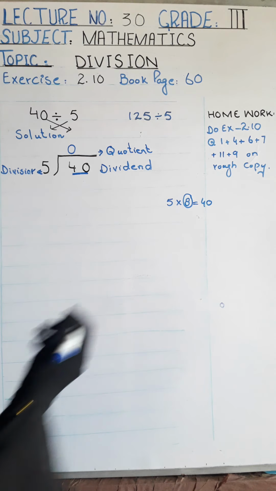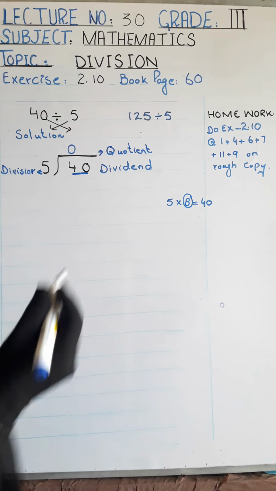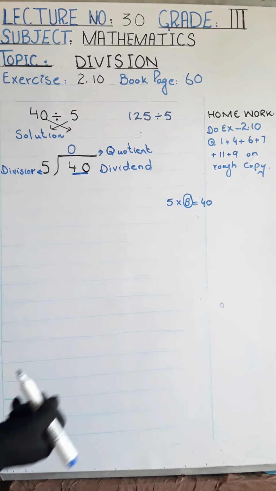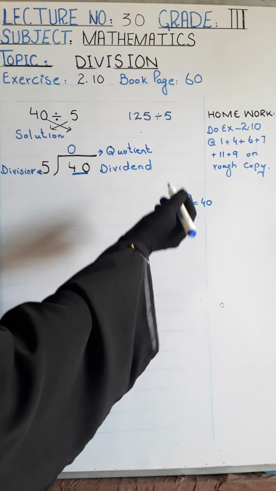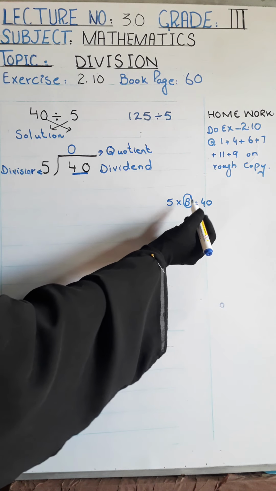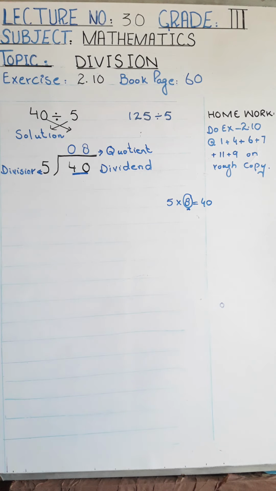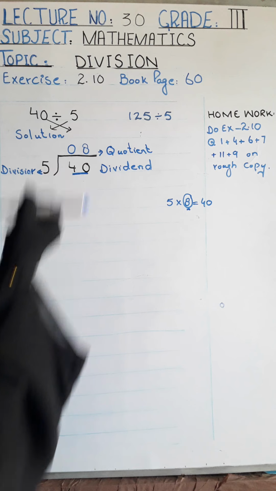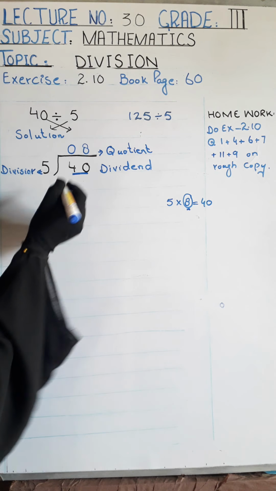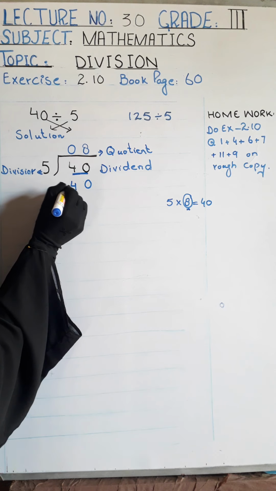5 eights are 40. Simply, we read the table of 5 eight times to get the answer. And this is our quotient, our required number. So we put this number in the quotient. And check. Write 40 here.